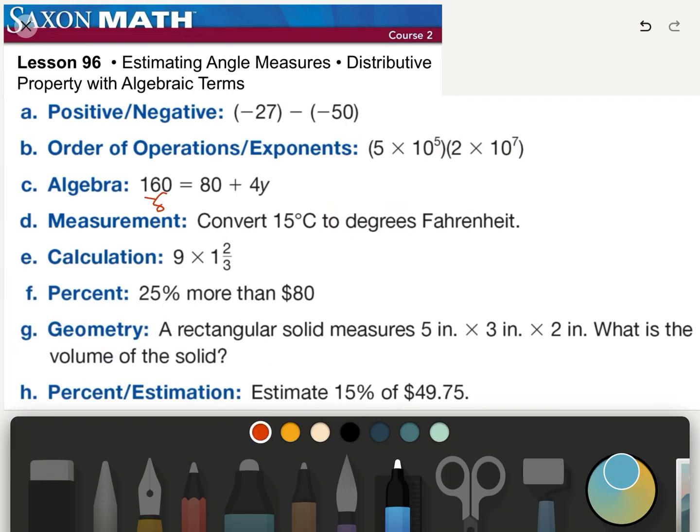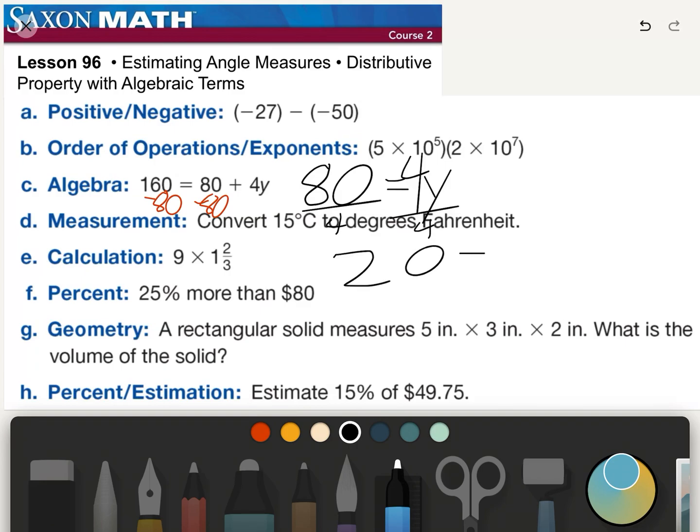Algebra. We can start just by subtracting 80 from each side, which gets us 80 equals 4y. So divide each side by 4, gets us 20 equals y, which is, in fact, exactly the same as y equals 20.